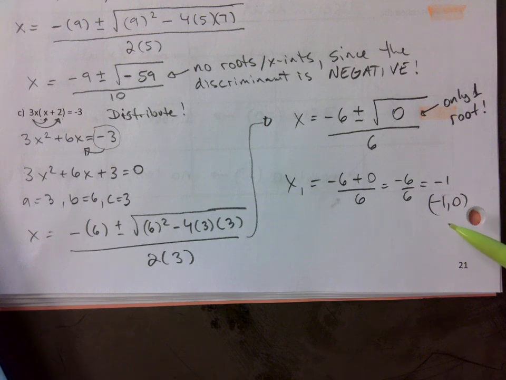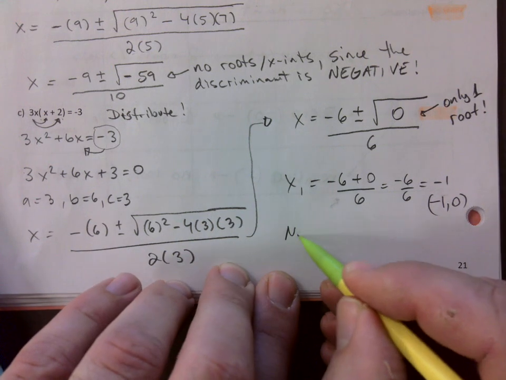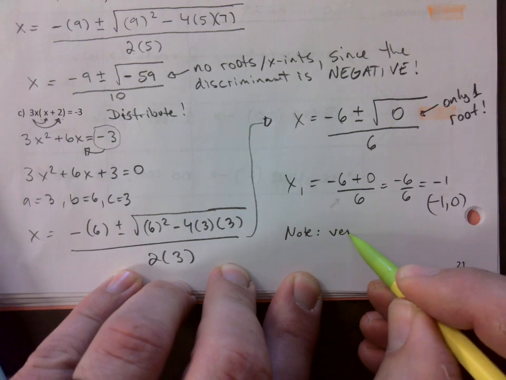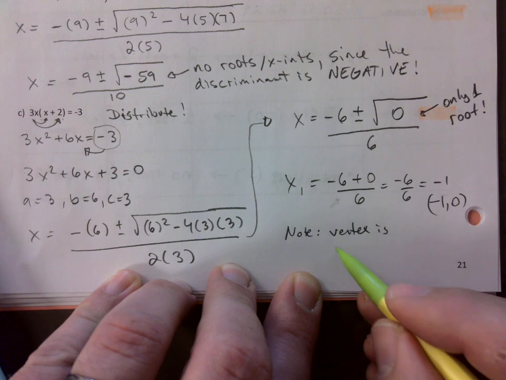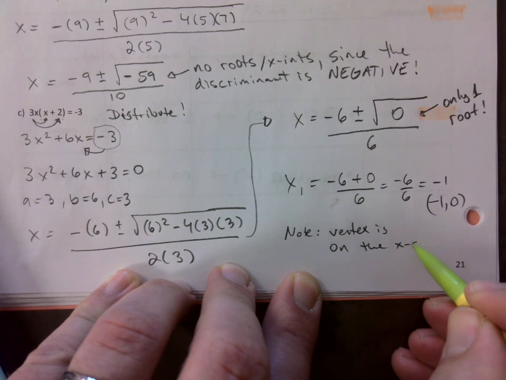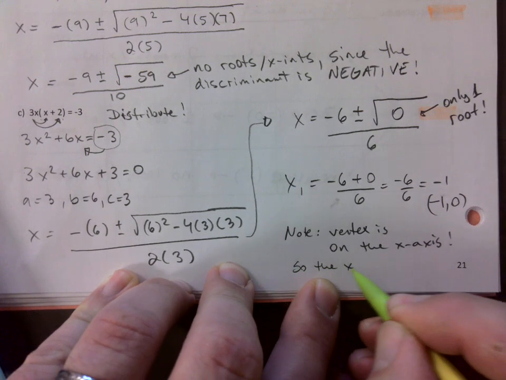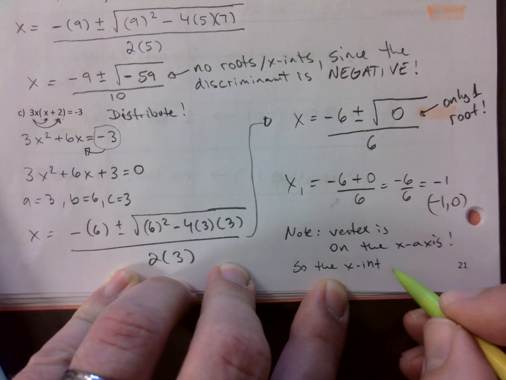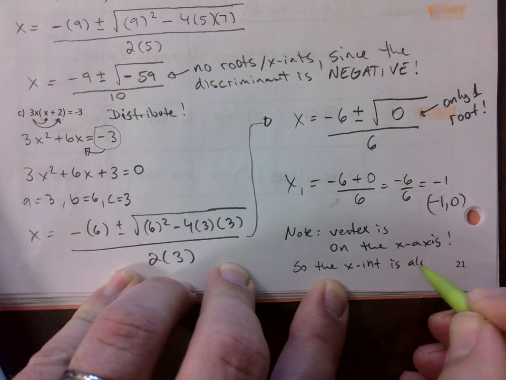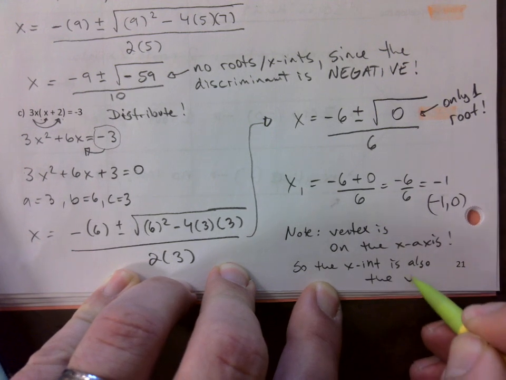What does that mean about the vertex if there's only one root? The vertex is sitting right on the x-axis. That's what that is telling you, right? That's the only way to get 1, if the vertex is right on the x-axis. So this is not just an x-intercept, it is also the vertex. Okay? Note, vertex is on the x-axis. So the x-intercept is also the vertex.